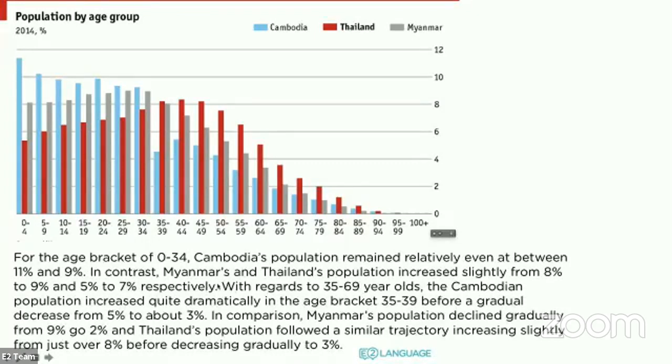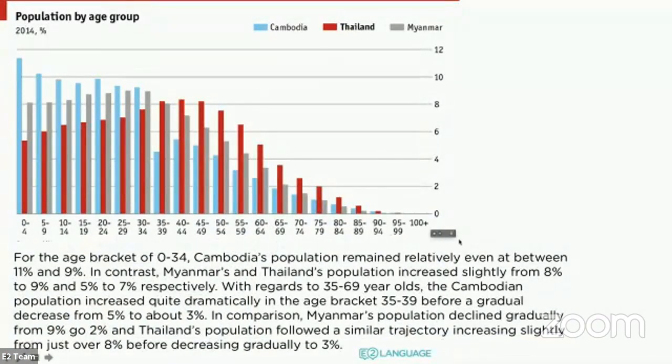Yes, good. Now I moved on to the next section, which was 35 to 69-year-olds, this section here. And I said, with regards to 35 to 69-year-olds, the Cambodian population increased quite dramatically in the age bracket 35 to 39, before a gradual decrease from 5% to about 3%. In comparison, Myanmar's population declined gradually from 9%, sorry, it should say 2%, and Thailand's population followed a similar trajectory, increasing slightly from just over 8% before decreasing gradually to 3%.